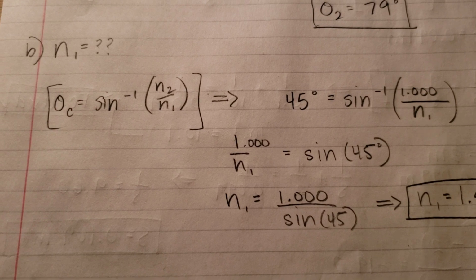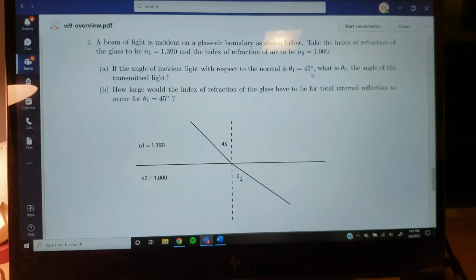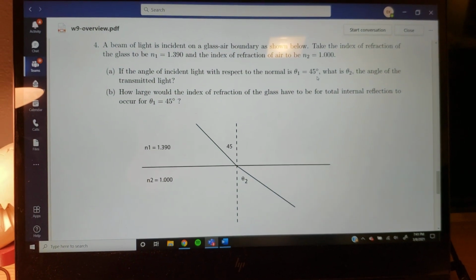And this all ties into what we're learning in chapter 34 of ray optics, specifically total internal reflection.